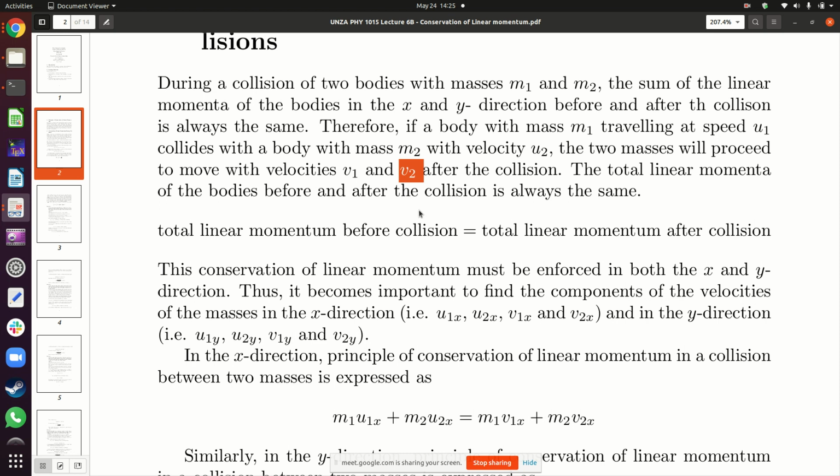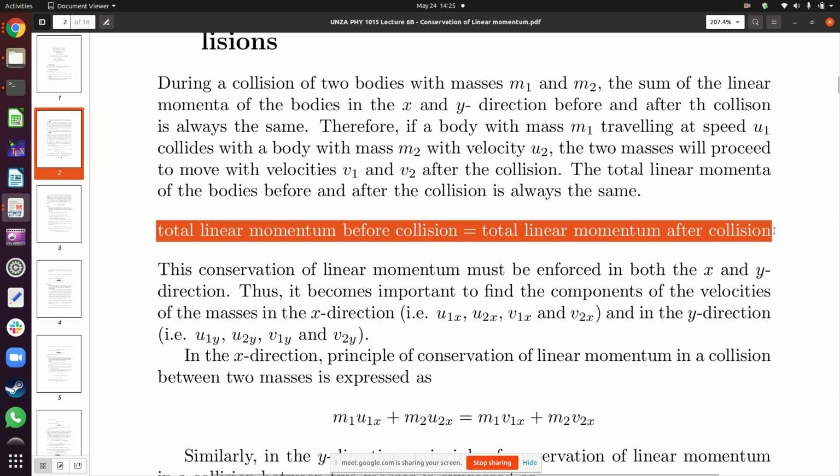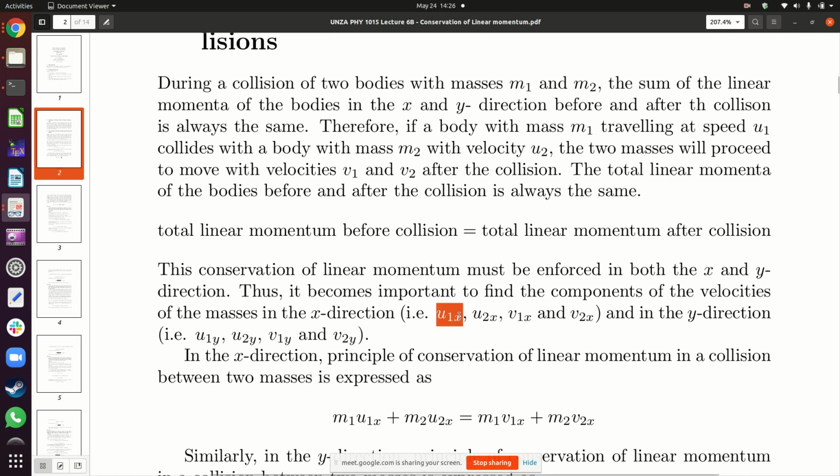That is going to be v2y. So what you're trying to say here is that this is the most general form of the principle of conservation of linear momentum. However, for this to be true, we need to enforce this requirement along the x direction and along the y direction. So in that case, like I've said, for the masses along the x direction, the velocity we're looking for is v1x. We need to find how much v2x is.